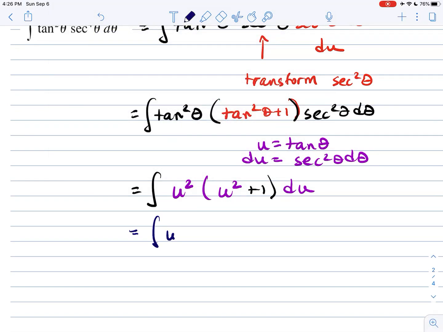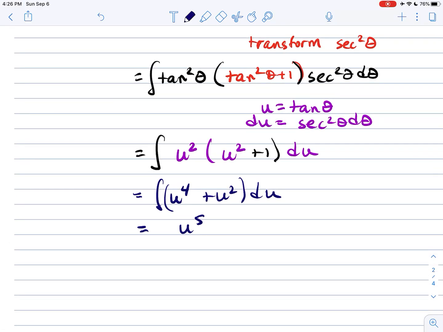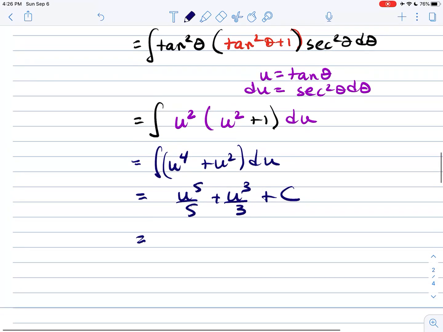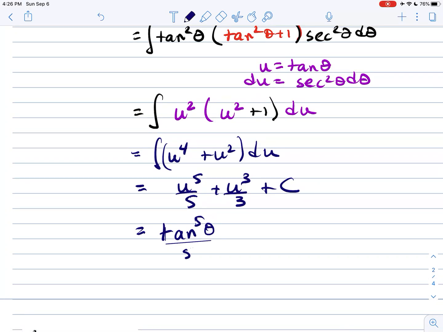We can clear our parentheses, and we get u to the 4th plus u squared times du, and now I can integrate directly. And I end up, with back substitution, with tangent to the 5th theta over 5 plus tangent cubed theta over 3 plus c.